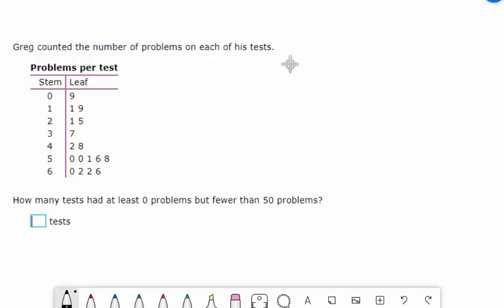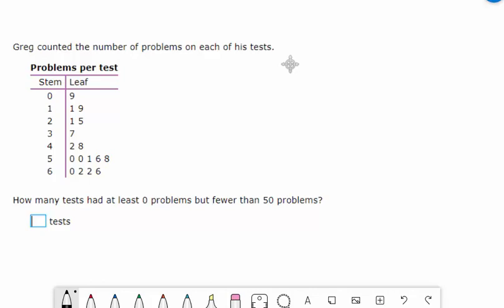All right, the two lessons today are about stem and leaf plots. And the big thing, I think you'll be fine with the numbers. The big question is, do you know how the stem and leaf plot works? So here is the problems per test.